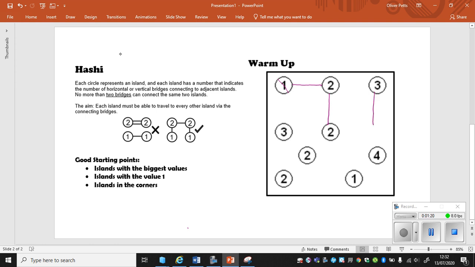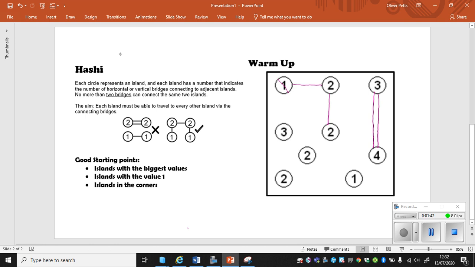So I could have a bridge leading down like this from my island of 3 to my island 4. I could have a second bridge as well. But you can only have a maximum of 2 bridges connecting the same 2 islands. So I can't draw a third one, for example, joining 3 and 4 together.